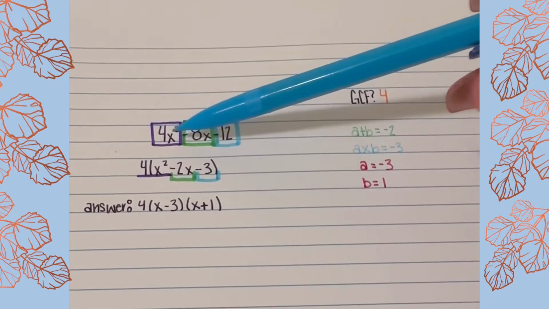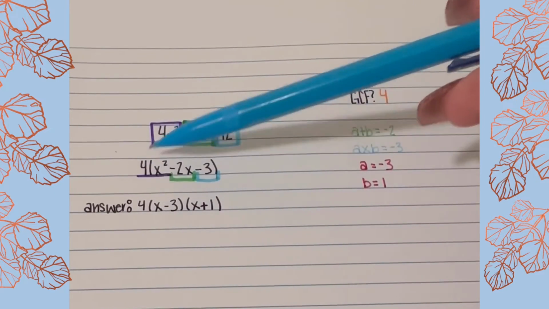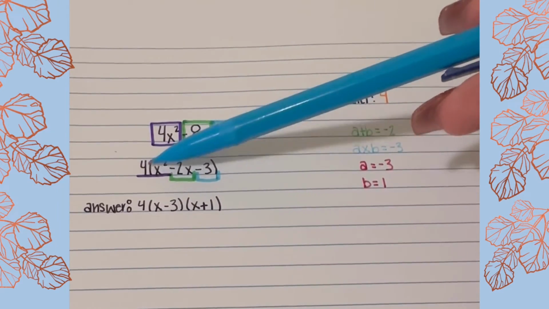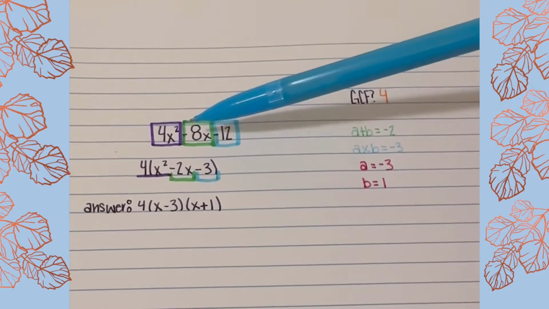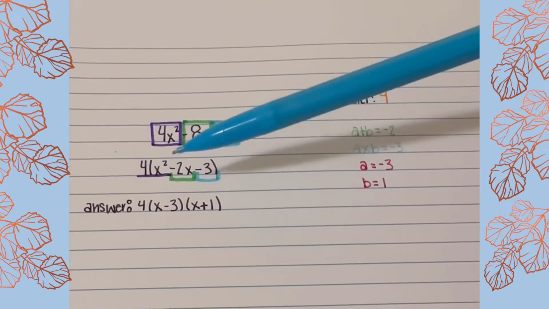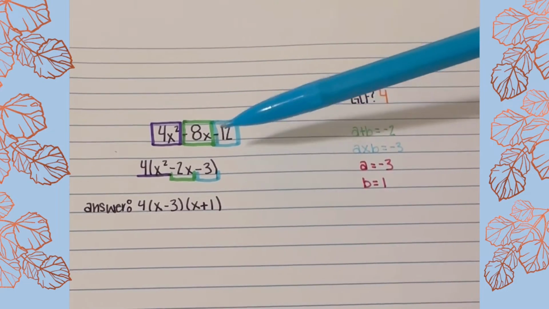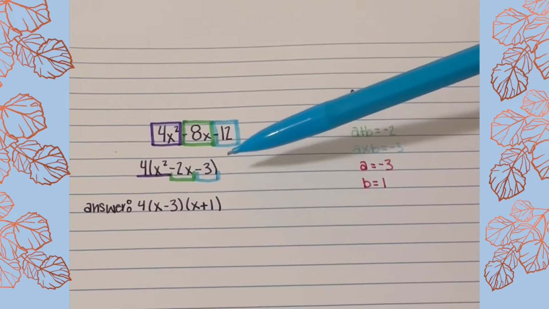So you're going to factor that into each one of these numbers. So the 4 right here is going to go right here outside of your parentheses. You're going to bring that x squared down, and you're going to factor 4 out of negative 8 to get negative 2x. Do the same thing with negative 12, and you're going to get negative 3, and then close your parentheses.